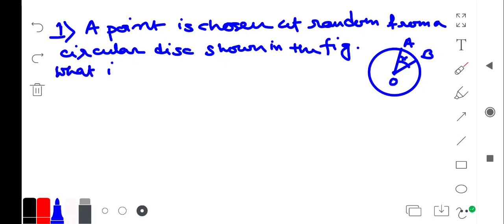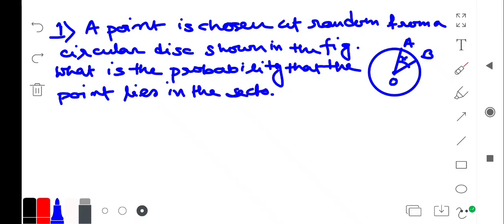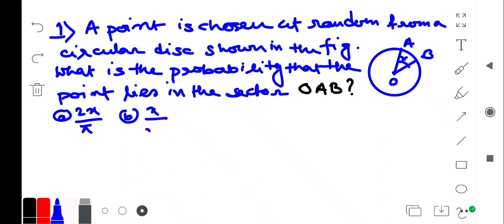So what is the probability that the point lies in the sector OAB? Option A is 2x by pi, option B is x by pi, option C is x by 2 pi, option D is x by 4 pi.